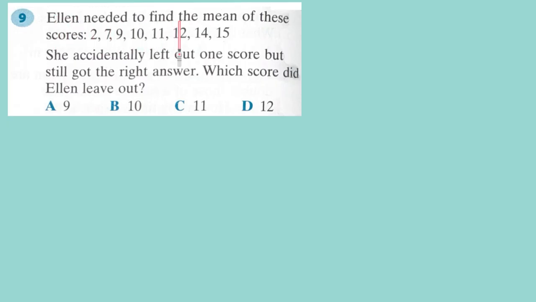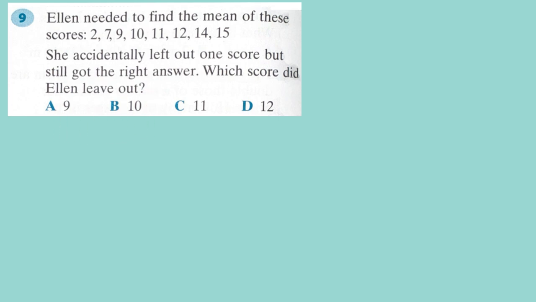Ellen needed to find the mean of these scores. There's 1, 2, 3, 4, 5, 6, 7, 8 scores. Now she accidentally left out one score, but still got the right answer. Which score did Ellen leave out?